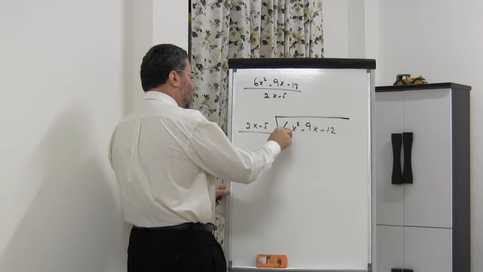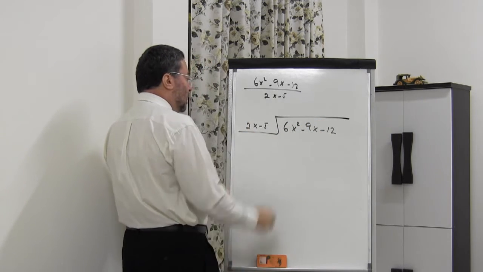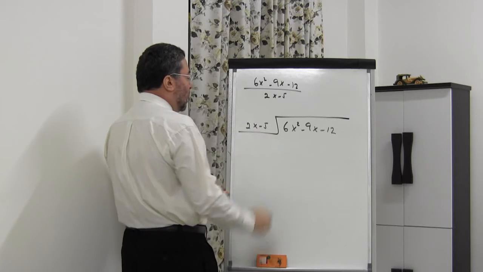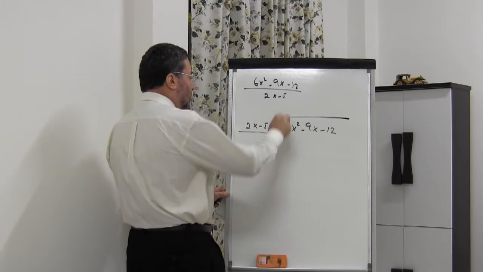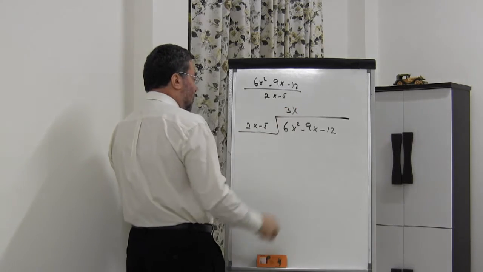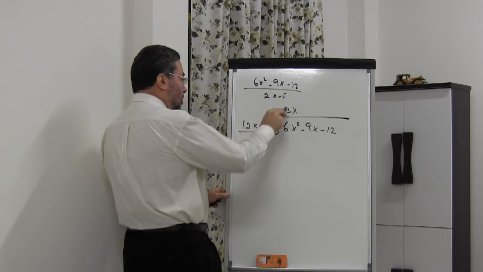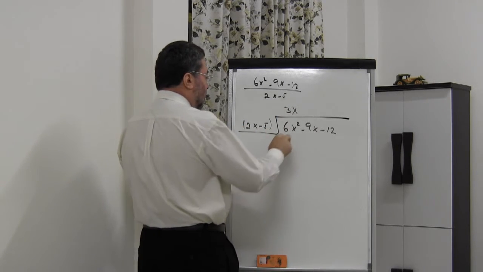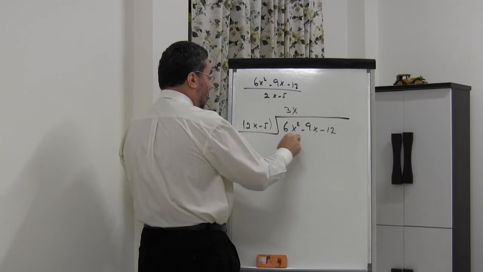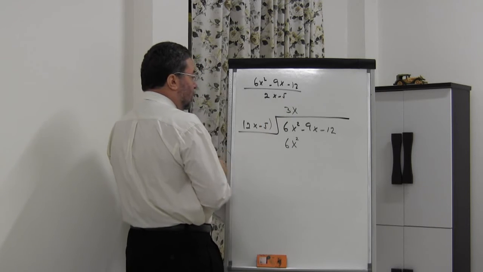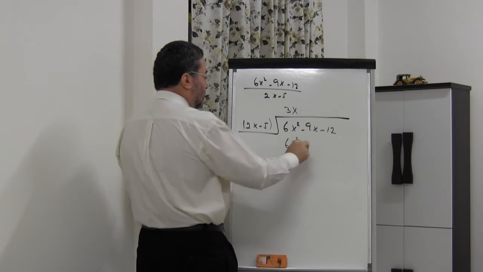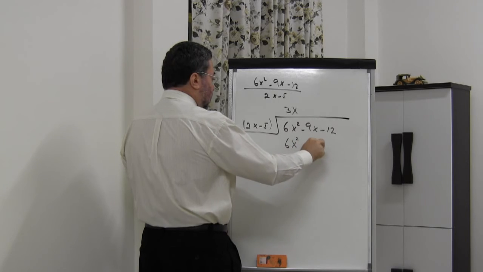First, we divide the highest power by the highest power. And 6x squared divided by 2x will give us 3x. Now we are going to multiply this by the whole expression. So we're going to multiply 3x by 2x, and that gives us 6x squared. And 3x times minus 5, that gives us minus 15x.